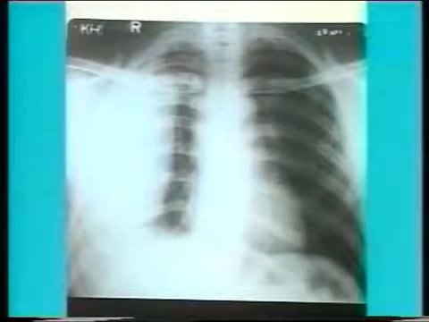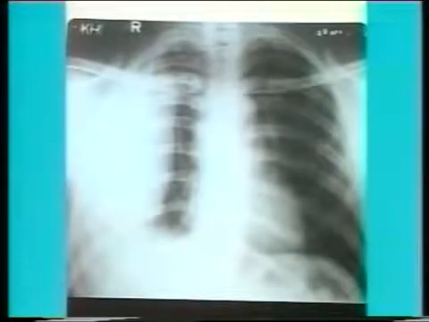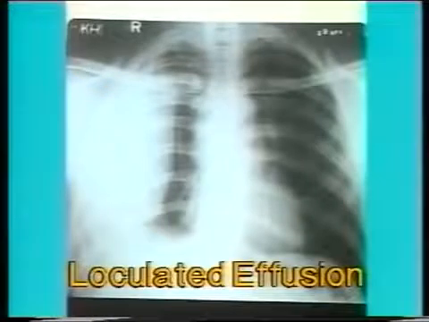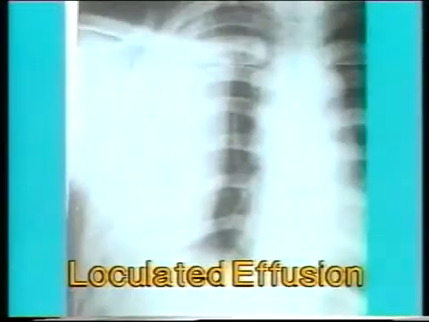Now in this X-ray, there is a homogeneous fluid opacity with a smooth curved border, but it has not concave but convex border. This is an encysted pleural effusion where the fluid is loculated due to pleural adhesions. The opacity is peripheral and its convex border is towards the lung. This is characteristic of an encysted or loculated pleural effusion.